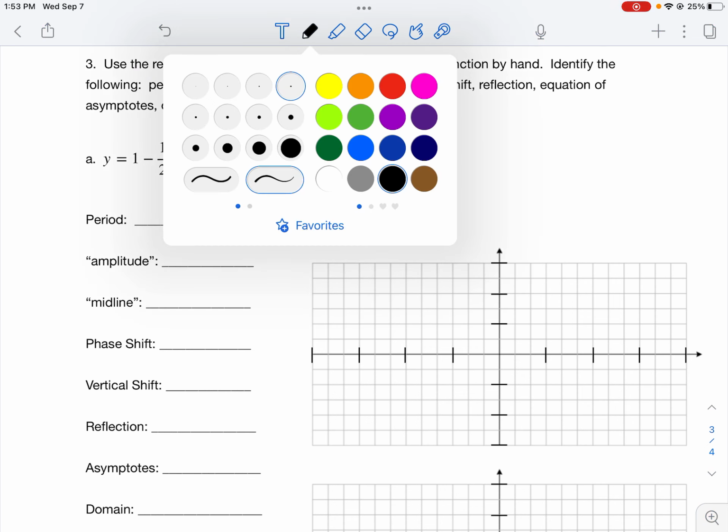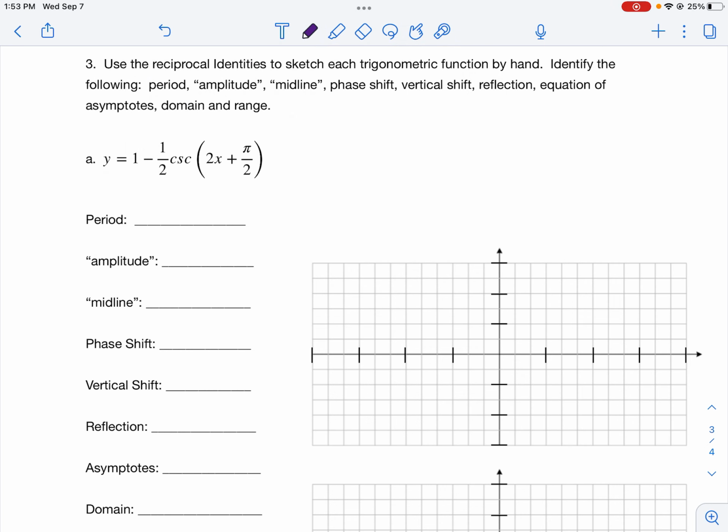All right, so let's just rewrite this in transformation form. Okay, so this 1 goes over here. So I have -1/2 cosecant. Okay, I have multiplying by 2, so I'm going to take that 2 out. And when I divide by 2 here, I've got to divide this pi over 2 by 2. So that becomes a pi over 4. And then remember I moved that +1 over.